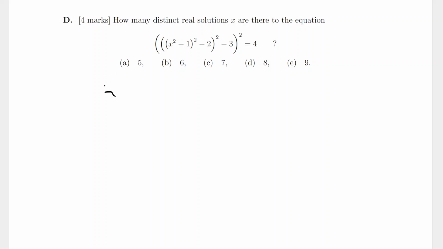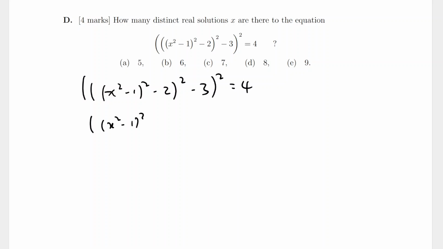So off we go. So I just copy the equation. It's a bit of a bookwork question in some way. So nothing too exciting. Now, first thing, of course, get rid of the squares, the outermost squares. So this will be 2 or minus 2, okay? 2 or negative 2. Just be careful, make sure you include all solutions, yeah?